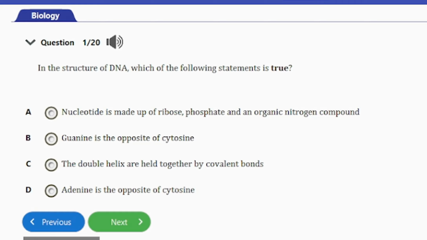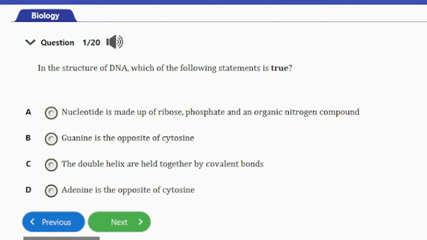It says, in the structure of DNA, which of the following statements is true? A. Nucleotide is made up of ribose, phosphates, and an organic nitrogen compound. B. Guanine is the opposite of cytosine. C. The double helix are held together by covalent bonds. And D. Adenine is the opposite of cytosine. So guys, the answer to this question is option B.